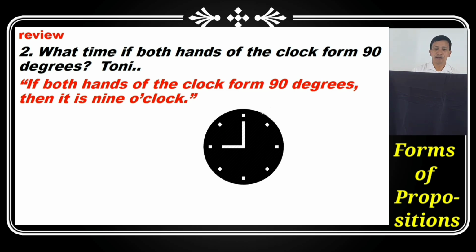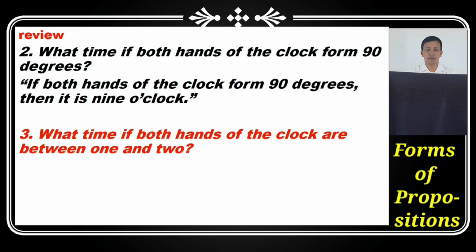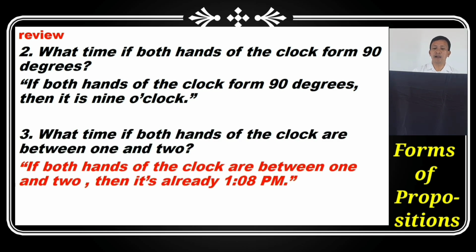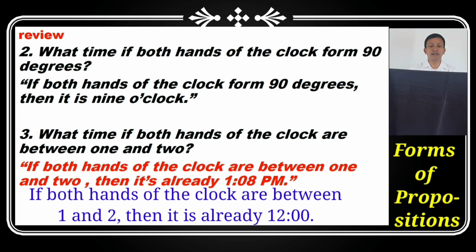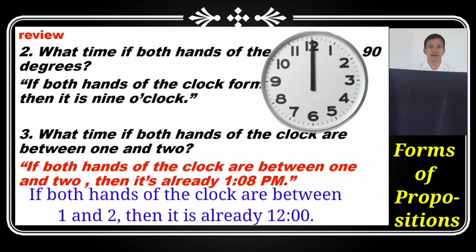Great also. Last but not the least, number 3. What time is it if both hands of the clock are between 1 and 2? If both hands of the clock are between 1 and 2, then it's already 1:08 p.m. No, it's wrong. The answer is, if both hands of the clock are between 1 and 2, then it is already 12 o'clock.